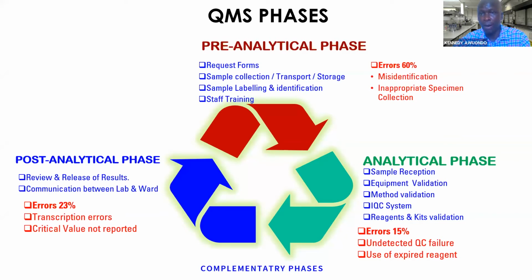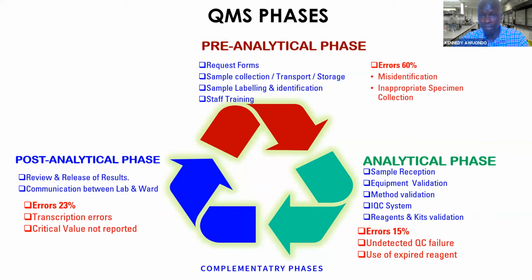In fact, about 60 to 70% of errors in the laboratory occur in this phase. And it could be errors ranging from misidentification to not labeling to inappropriate specimen collection and many, many others. And then there is the analytical phase.